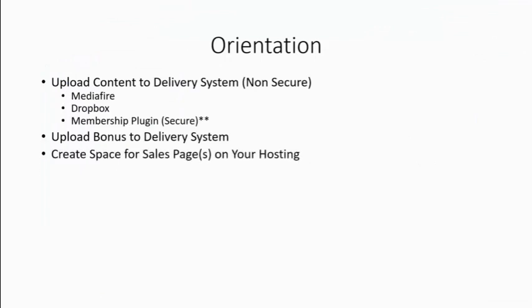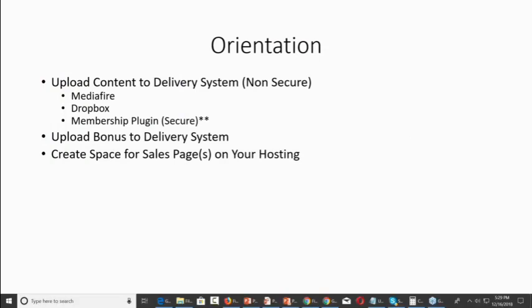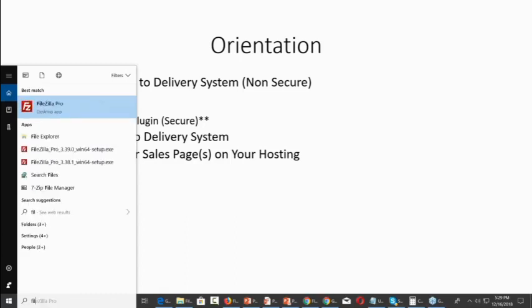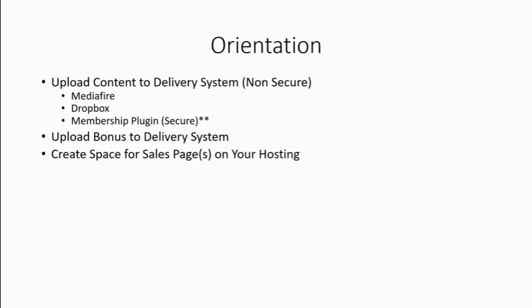One of the other things you're going to need to do is create space for your sales pages on your hosting. Remember I talked about the fact that we're not going to get a separate domain for each product. If you're going to have multiple products, you'll use one domain name. Now, that might not suit your marketing plan, but in most cases, when you're getting started, the easiest way is to use one domain and use subdirectories. I'm going to show you how to do a subdirectory right now.